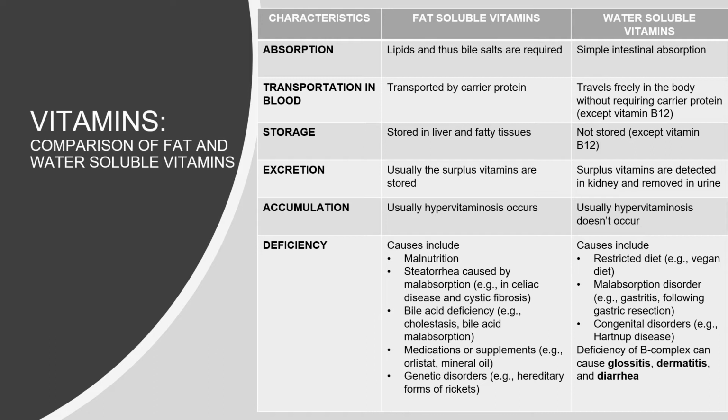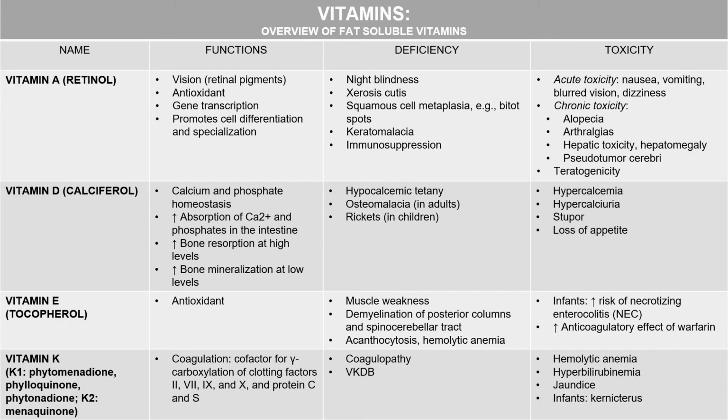It is important for you to understand that water-soluble vitamins are the B complex vitamins and vitamin C, and deficiency of B complex can cause common symptoms, which are glossitis, dermatitis, and diarrhea. You need to keep that in mind. We'll go through it again in a bit. Let's go through fat-soluble vitamins first. You need to know all of them: vitamin A, D, E, and K.